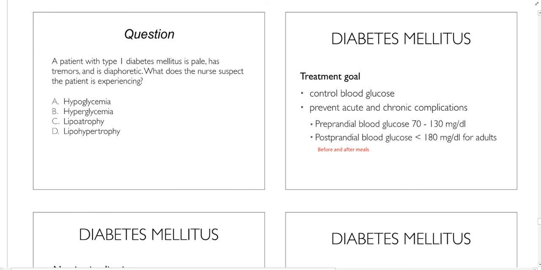So the treatment goals here are to control blood glucose and prevent acute and chronic complications. We want to have this before meals and after meals. I've never heard of these before and I never saw them again. Sugar readings, so before a meal, we want to see sugar readings of 70 to 130. After meals, we want to see a sugar of no more than 180.